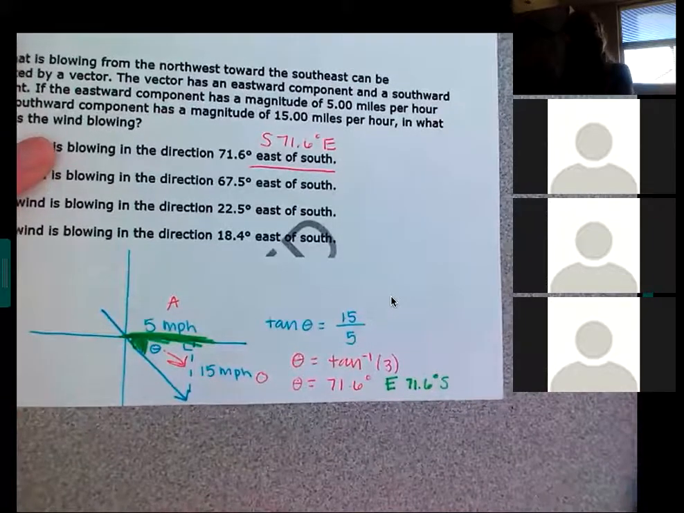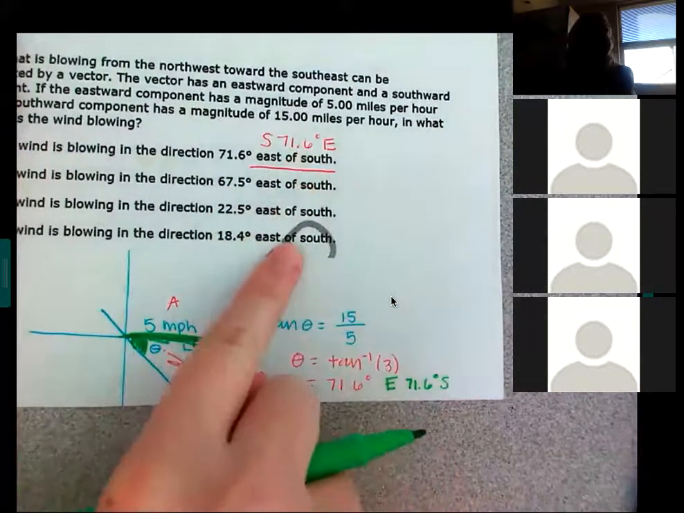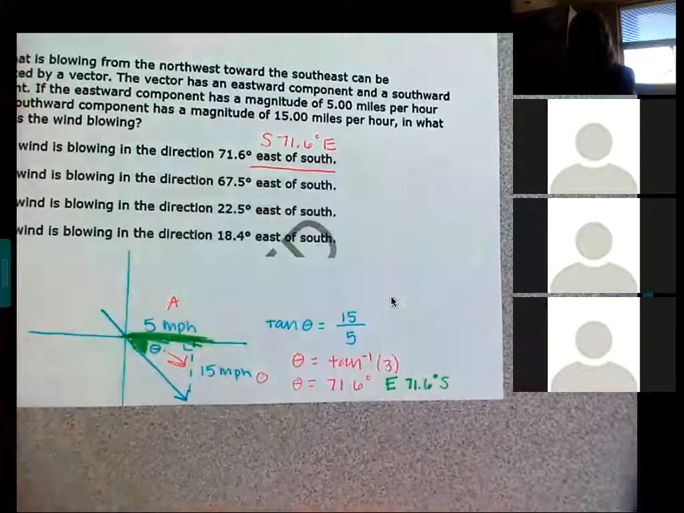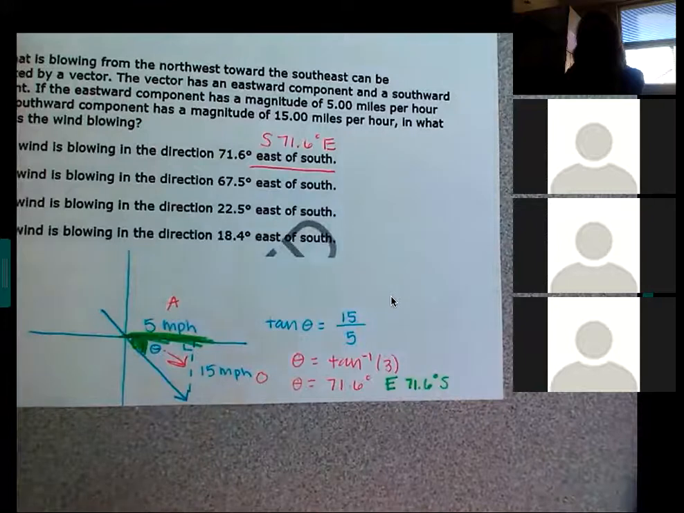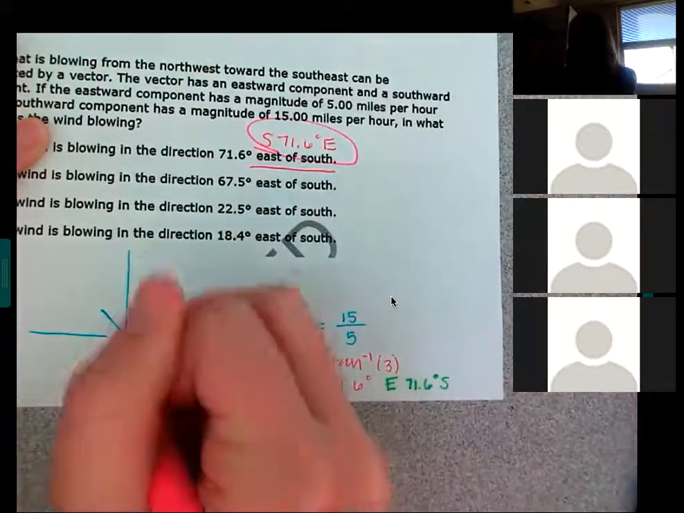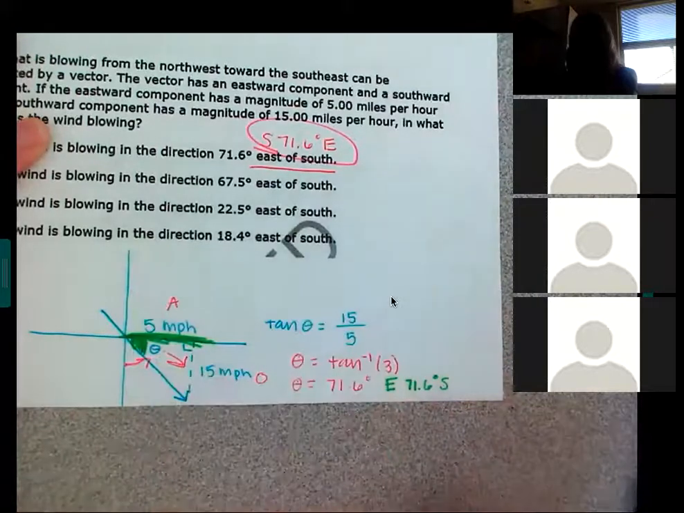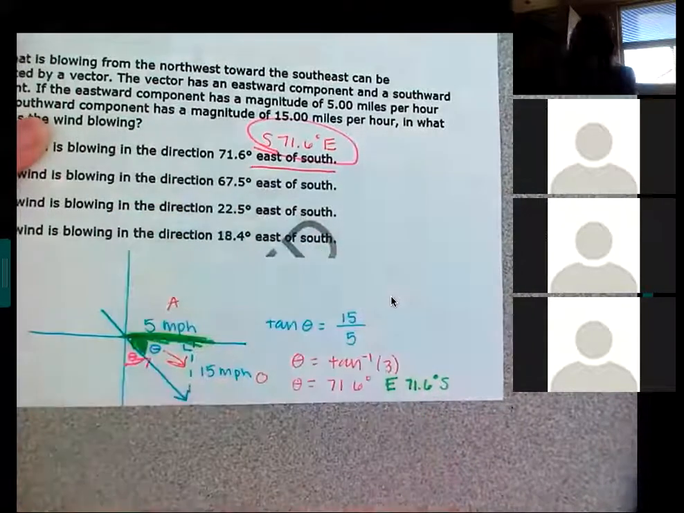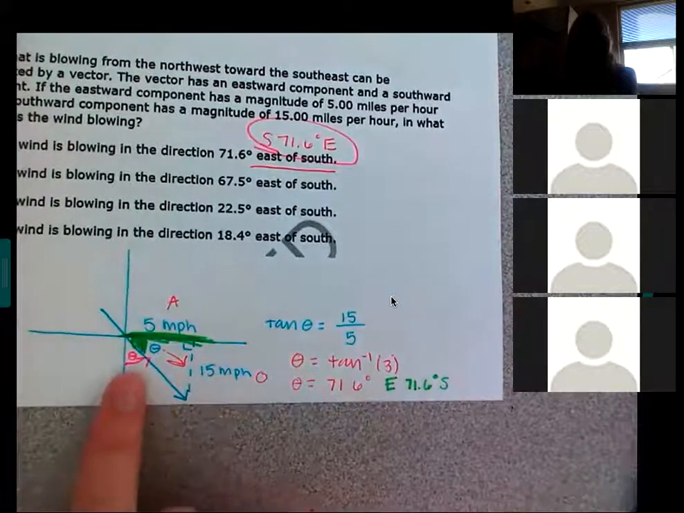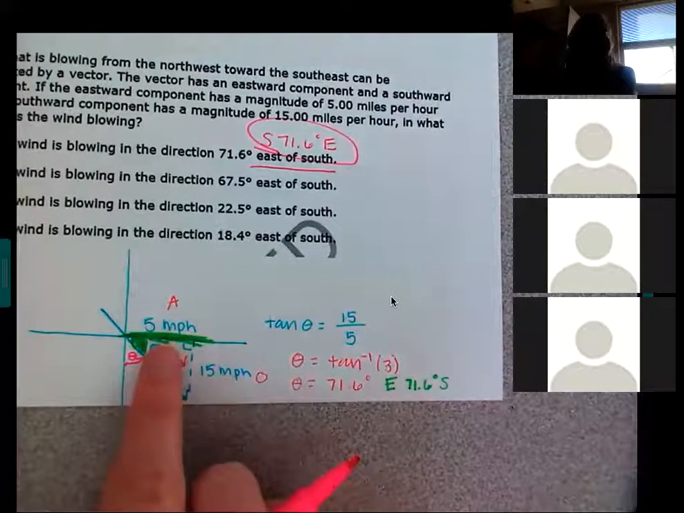The answer choices all say south of east, or east of south, which is south 71.6 degrees east. So look at this. What this means, this answer choice right here, means you start in the south and go 71.6 this way. This isn't the angle that we just found, is it? So it can't be A. That's not 71.6 because this one is.